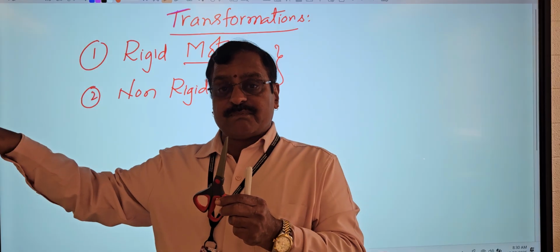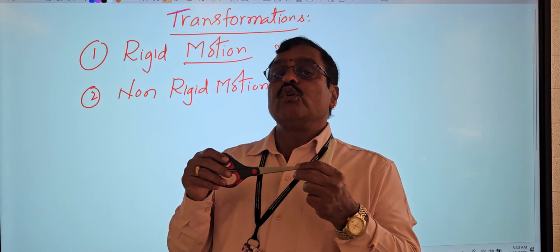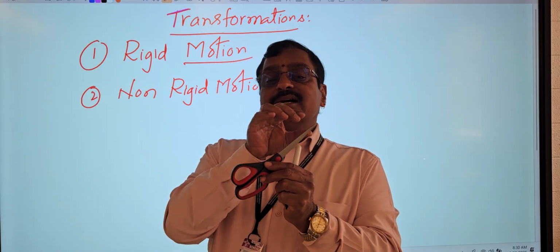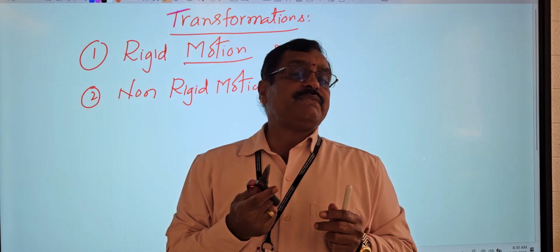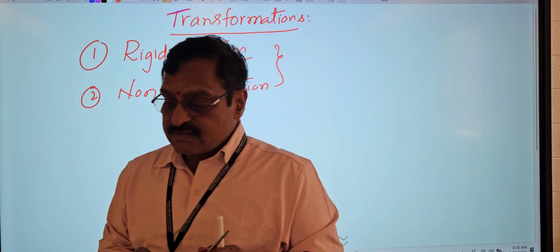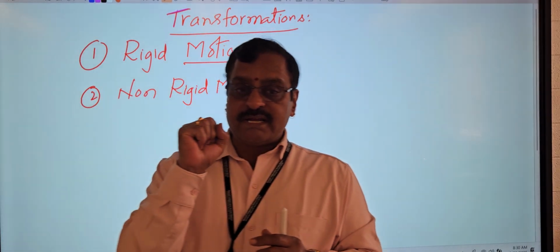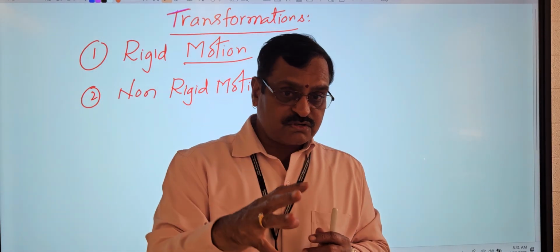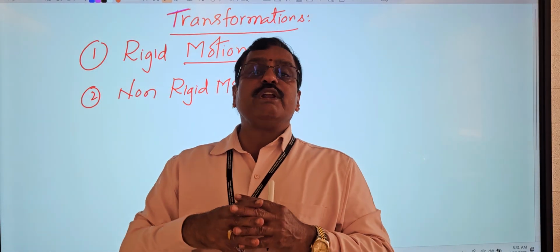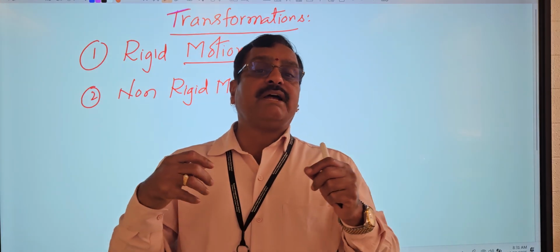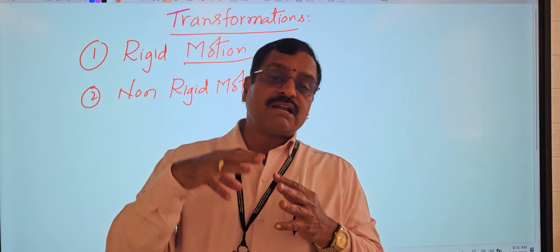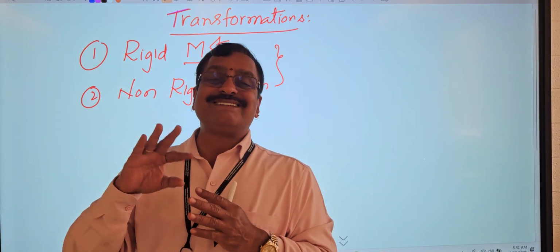Now, after reaching the place, if you observe, there will be no change in the shape and the size of the object. That means on any object, if we apply a force and there is no change in the shape and size of the object, that kind of motion is called a rigid motion.